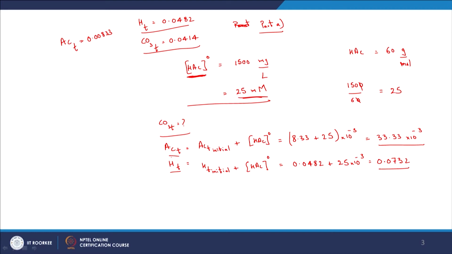What are they? We have CO3 total, that's still same as earlier, because addition of HAC will not affect CO3. You are not putting in any source of CO3. So that's going to be equal to 0.0414, right? So I have CO3 total, I have estate total, and I have H total. So plugging this in, what can I calculate? I can calculate now the pH, right?